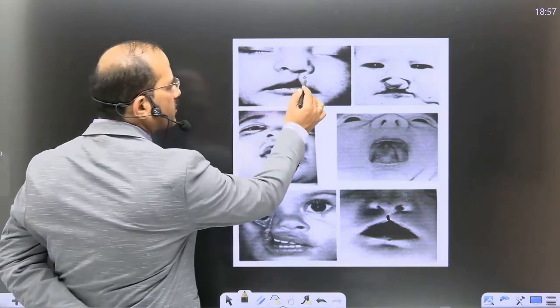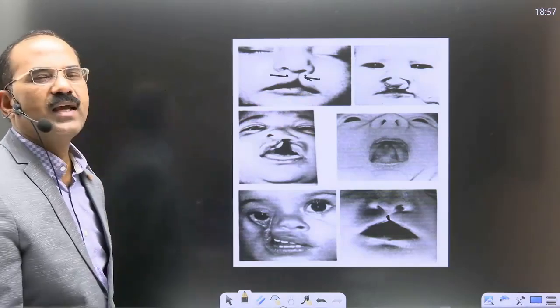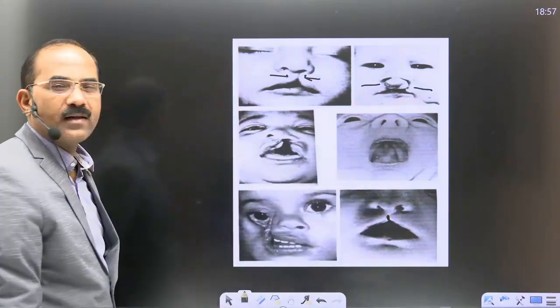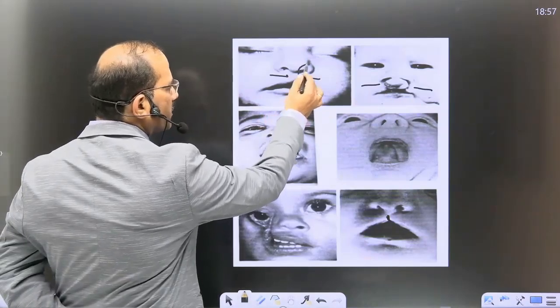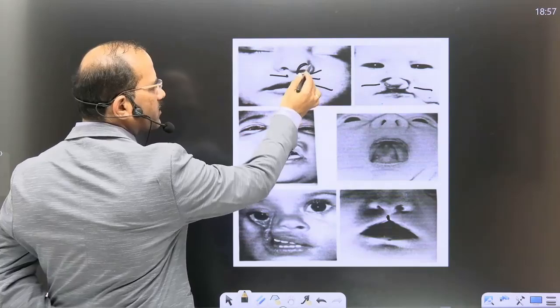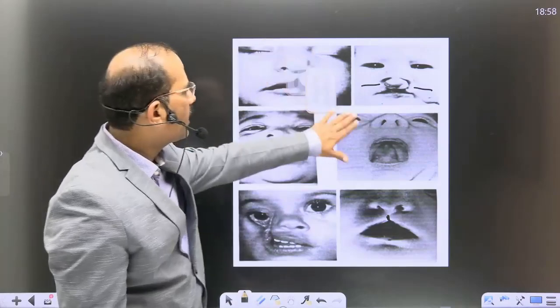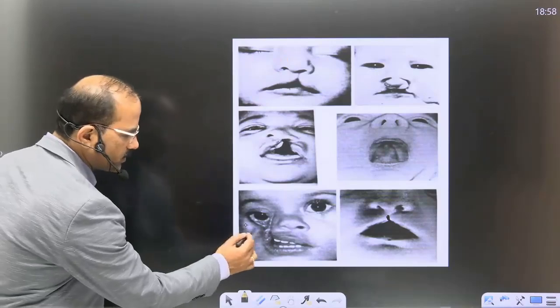What is this? Look at this. This is a hair lip, but it is a unilateral hair lip. And what is this? That's a bilateral hair lip. Non-fusion of maxillary process with medial nasal process. So that's the maxillary process, that's the medial nasal process. Does not fuse, so a hair lip or a cleft lip. What is this now?